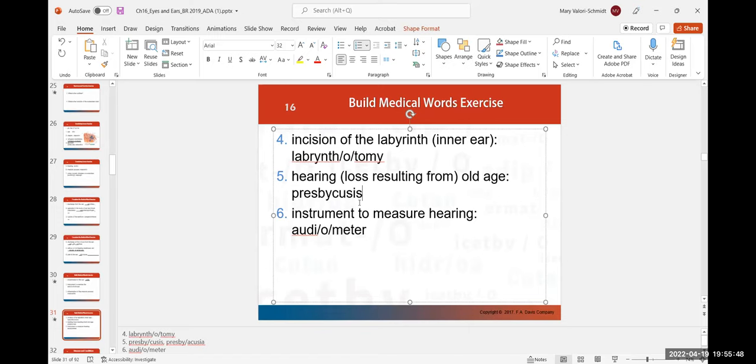So for girls who have that real high squeaky voice, which I don't, it's very hard for older folks to hear that squeaky high voice. The instrument we use to measure your hearing is an audiometer.